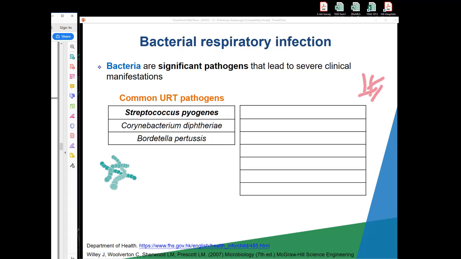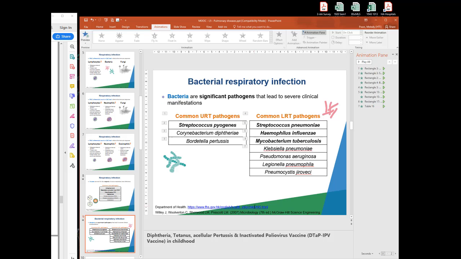Corynebacterium diphtheriae can cause inflammation of the pharynx and tonsil, leading to swelling of the entire area. Bordetella pertussis can cause whooping cough, leading to fever, malaise, and uncontrollable cough. In Hong Kong, children can receive the DTaP vaccine to prevent diphtheria and pertussis. So in Hong Kong, they are less likely to happen.